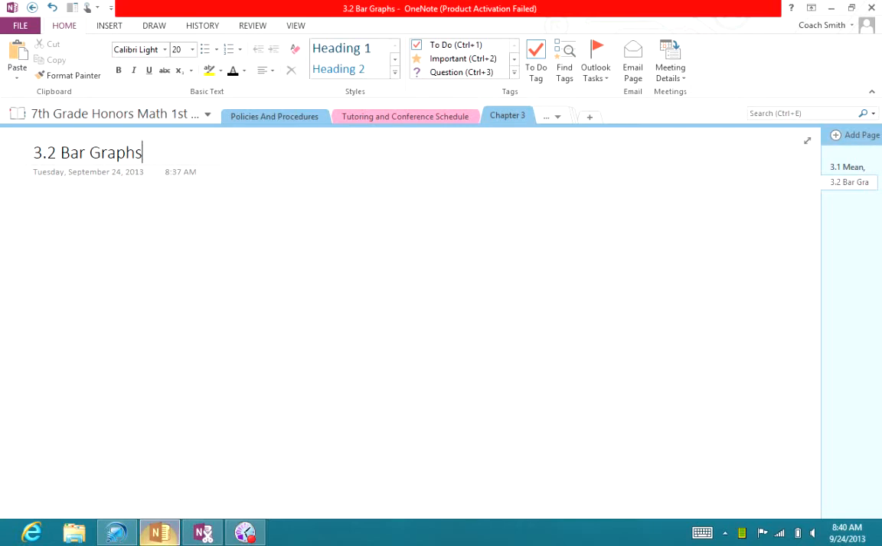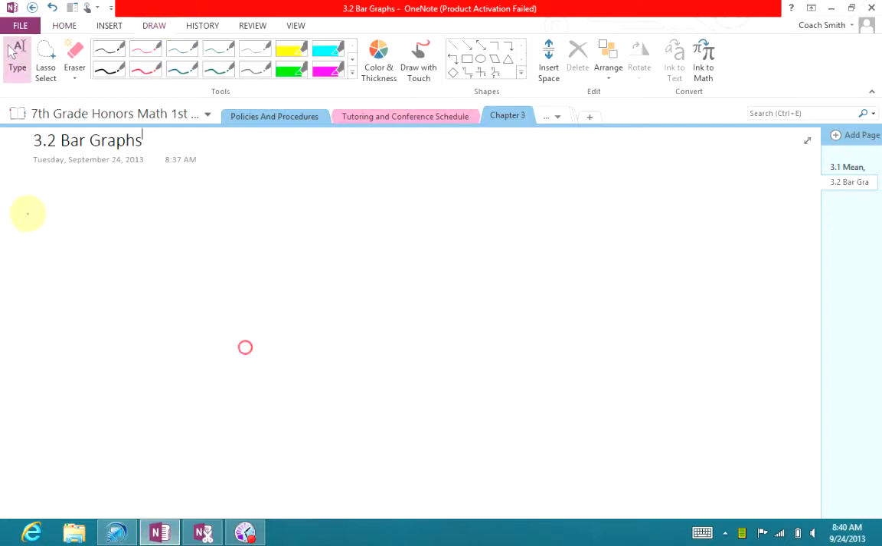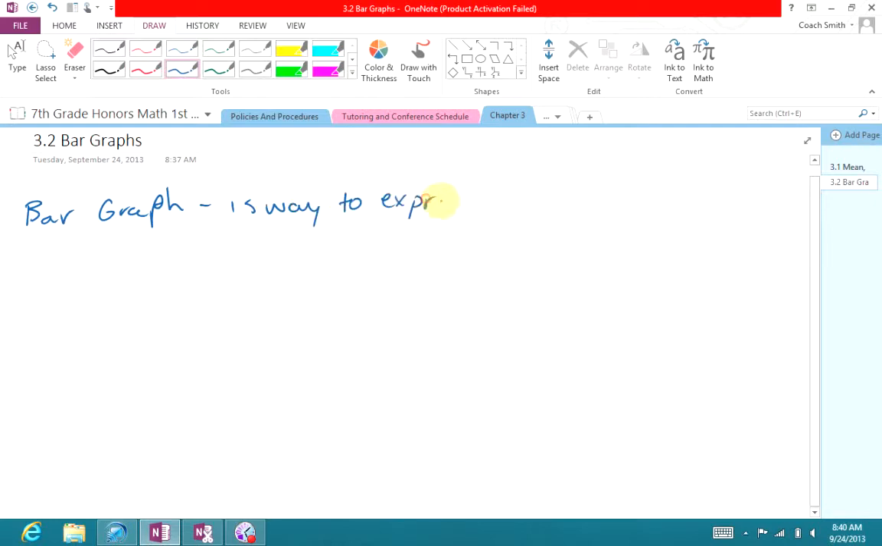All right, 3.2, bar graphs. Basically, when we talk about bar graphs, a bar graph is a way to express data visually.